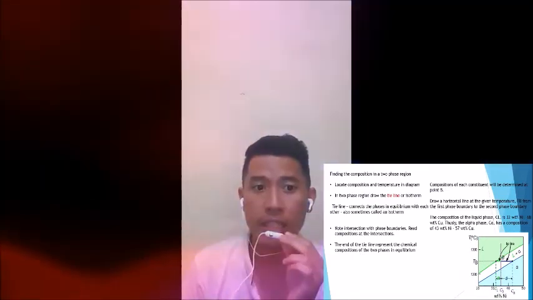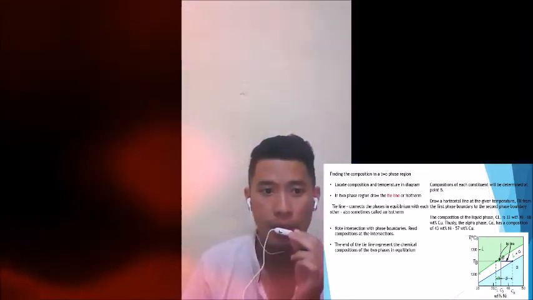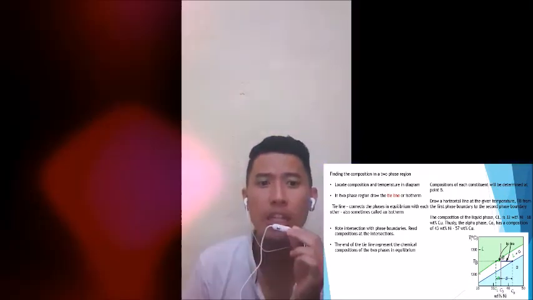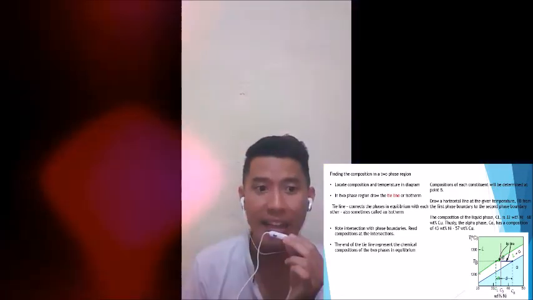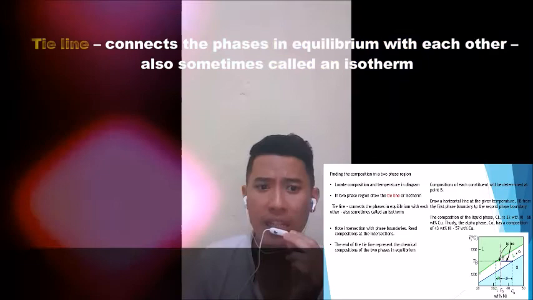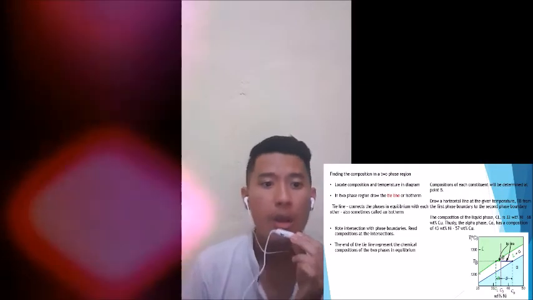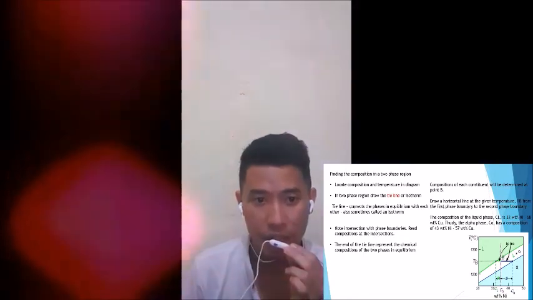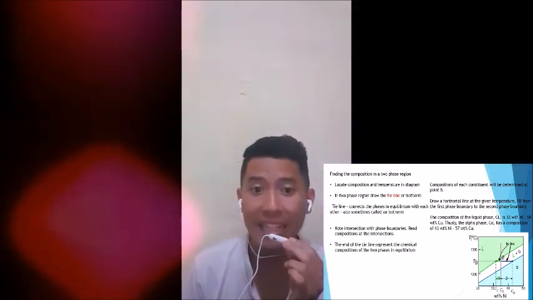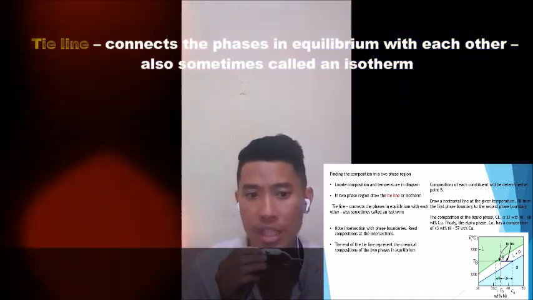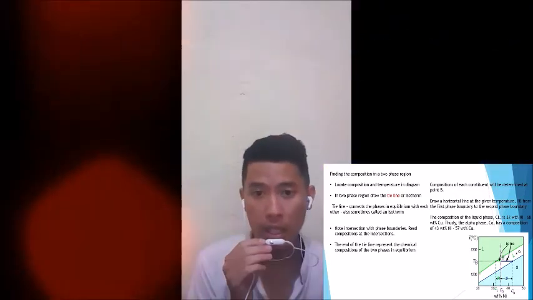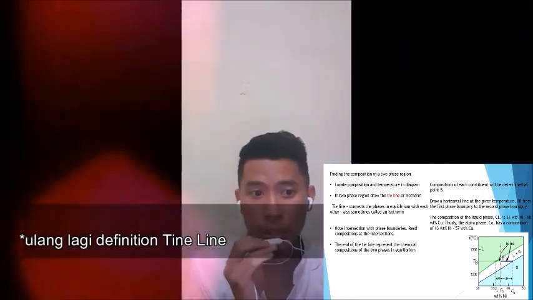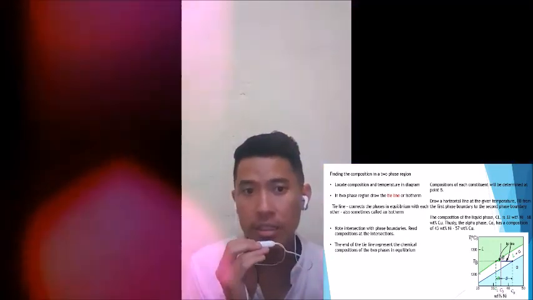Next, it is finding the composition in a two-phase region. First, locate composition and temperature in the diagram. Second, in the two-phase region, draw the tie line or isotherm. Third, note intersection with phase boundaries. Fourth, read composition at the intersection. The ends of the tie line represent the chemical compositions of the two phases in equilibrium. The tie line connects the phases in equilibrium with each other. That is also sometimes called an isotherm.